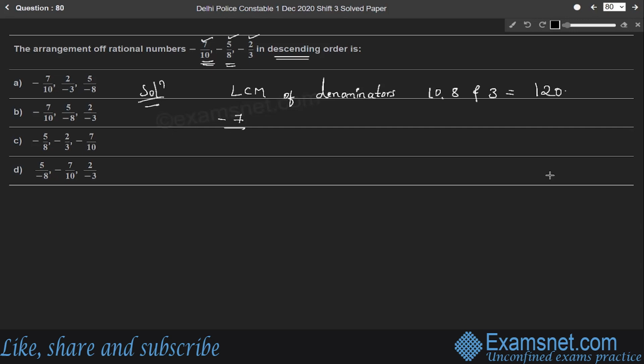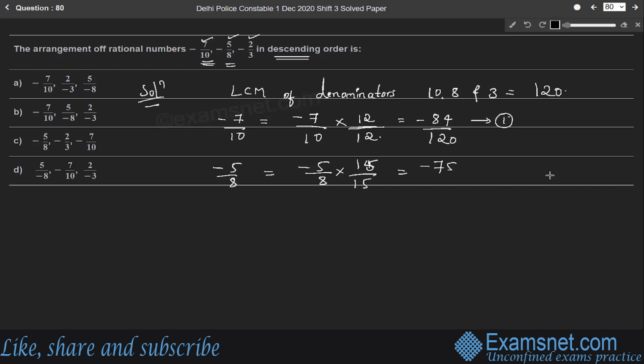So minus 7 by 10 is equal to, in order to get denominator 120, we have to multiply both numerator and denominator by 12. So we will get minus 84 by 120. Minus 7 by 10 is equal to minus 84 by 120. And minus 5 by 8, in order to get 120, multiply by 15, which is equal to minus 75 by 120.